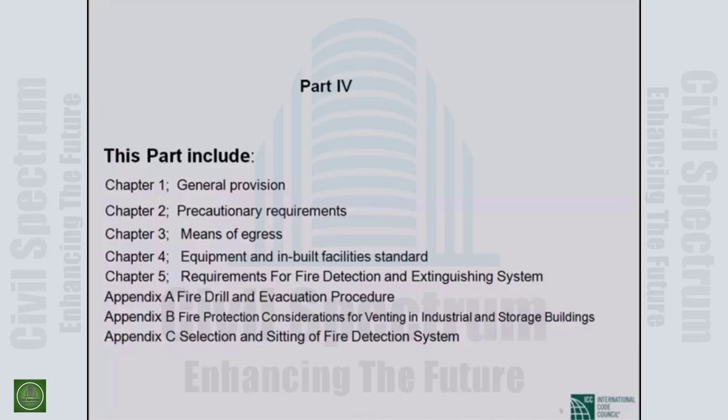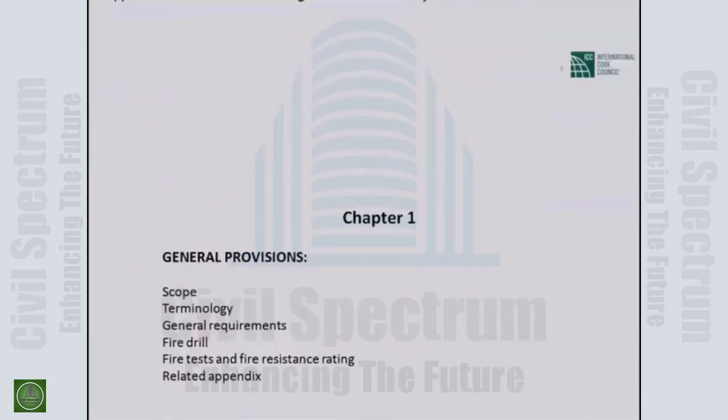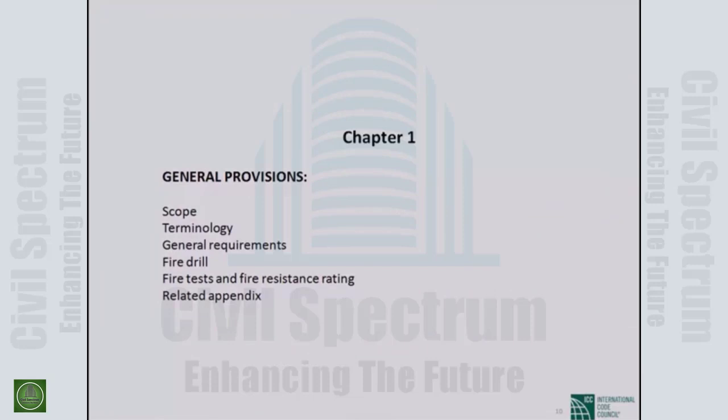These are mainly life safety issues. These are not fire protection issues or firefighting issues. So these are very, very mandatory, and have to be followed. In chapter 1, there are some scope and terminologies, general requirements, fire drill, fire test, fire resistance rating, and the appendix. So I shall start with that. General requirements, terminology and scope, you can read and understand very easily.